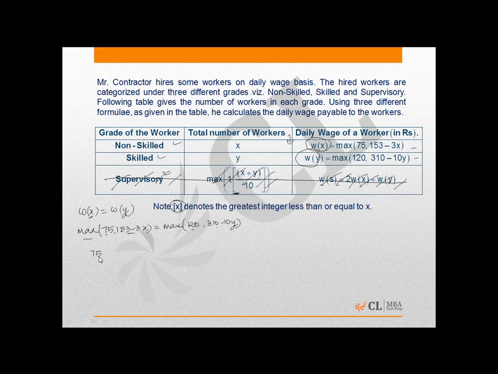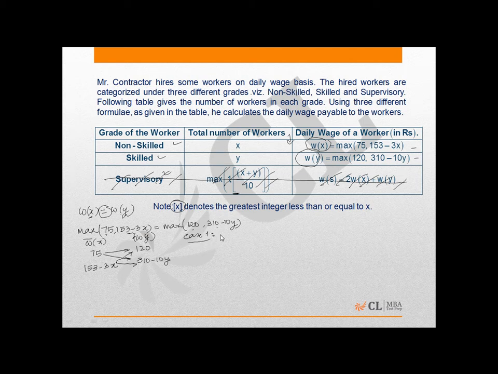So we need to compare W of X with W of Y. So 75 needs to be compared with 120, 75 needs to be compared with 310 minus 10y, 153 minus 3x should be compared with 120, and 153 minus 3x should be compared with 310 minus 10y. What kind of comparison are we looking at? We are looking at equality. So there are four cases going to be possible.